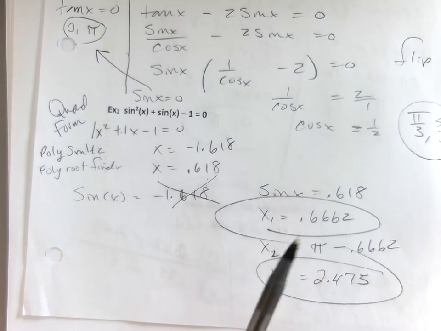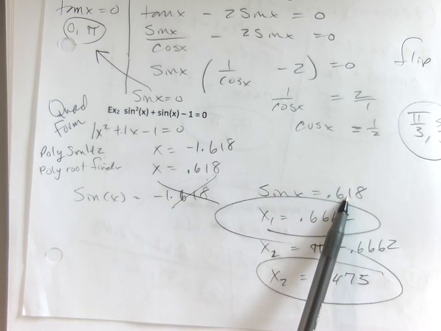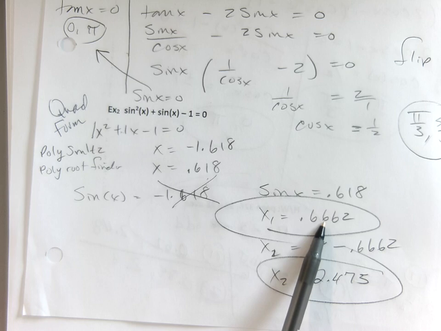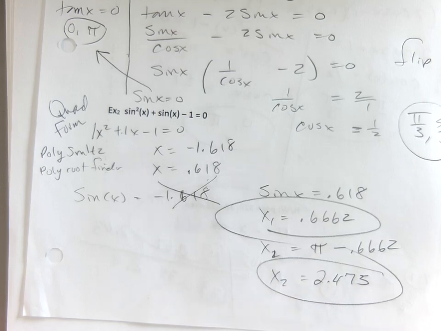Now, sine cannot be smaller than negative 1, so we throw that one away. You can try to calculate, but it won't work. You're going to get an error. This one I did my sine inverse. On my calculator I got 0.6662, and then it has a reference angle. Reference angle says subtract from pi, so I got 2.475. Those are my two angles, okay?